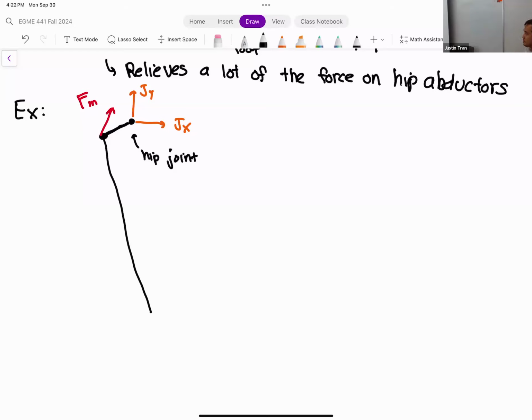So now we need some dimensions here, and this is where things get a little bit complicated.